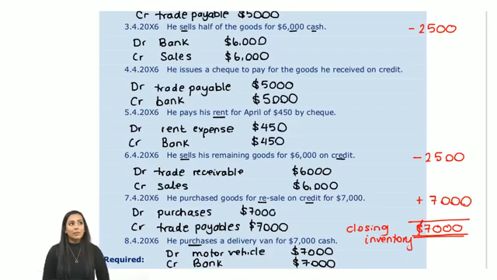So now that we've established all of that, now what we're going to do is prepare George's statement of profit or loss and George's statement of financial position. I'll give you guys 5 seconds to get ready and then we'll make a start.